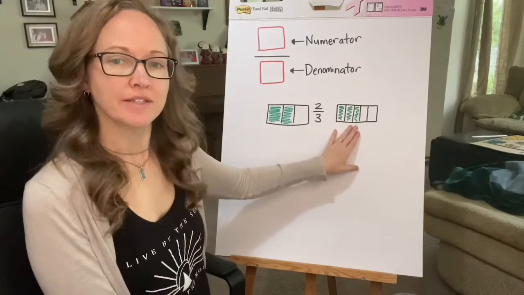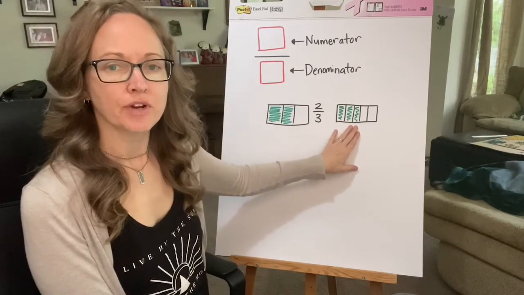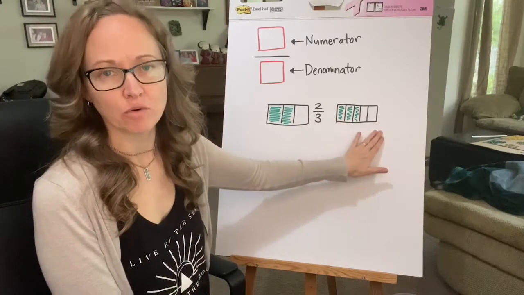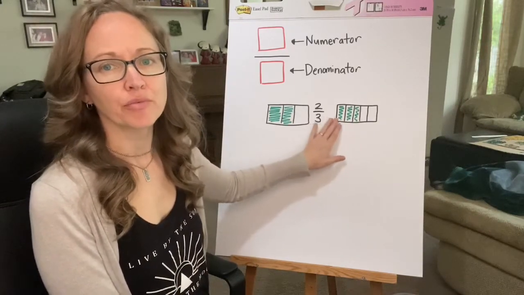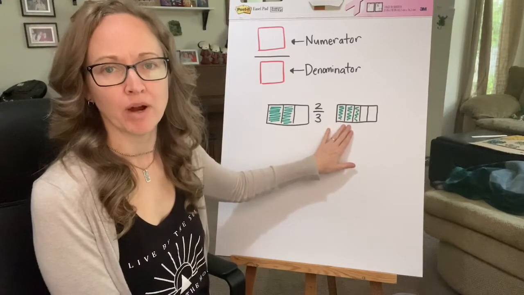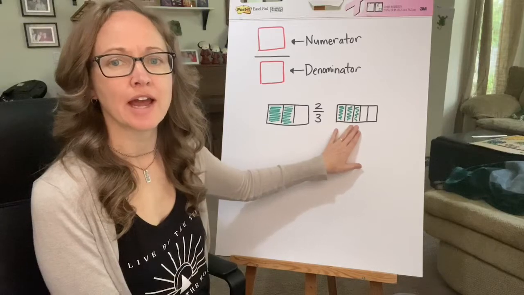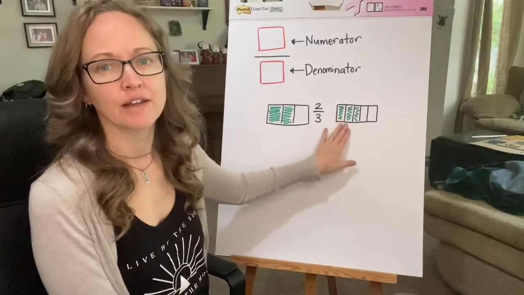All right, now what about this example? In this fraction strip, we see that it is broken up into 5 equal parts, and 3 of those equal parts are shaded. So that means we would write this fraction as 3/5.